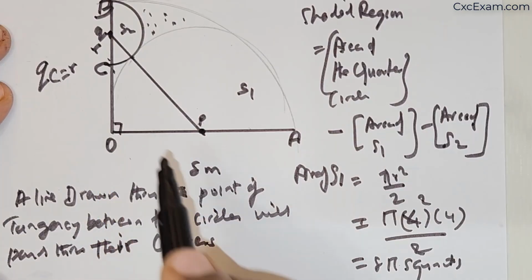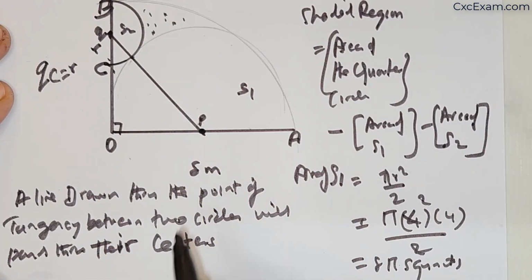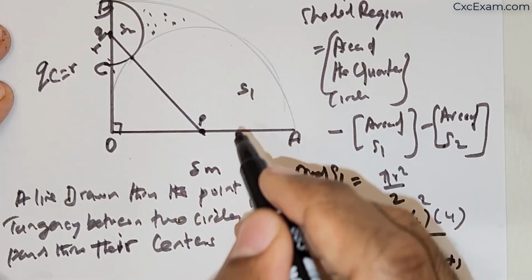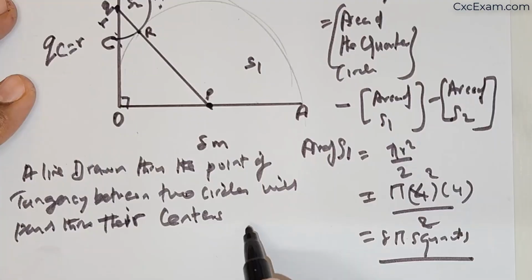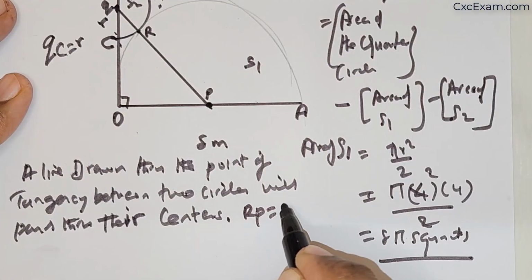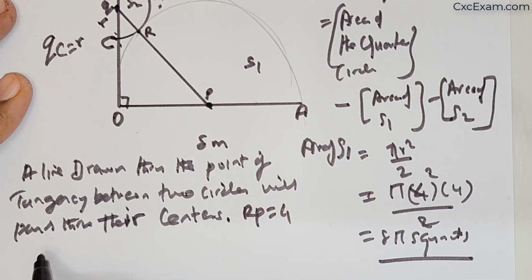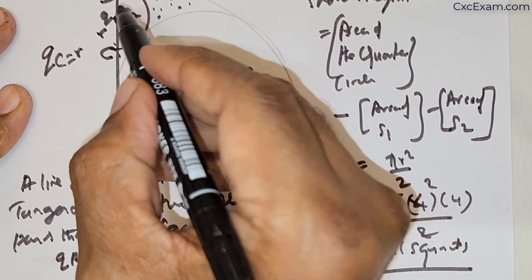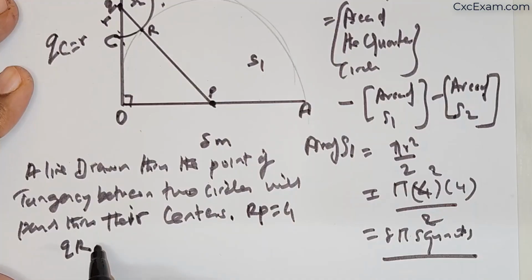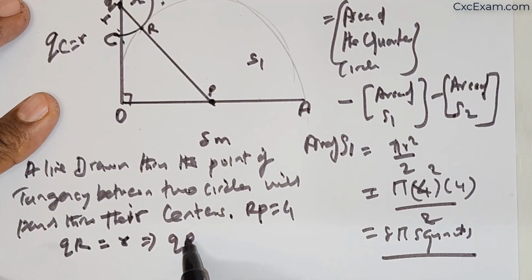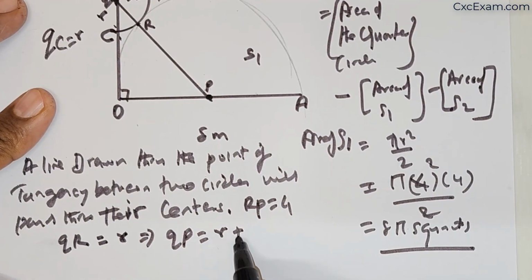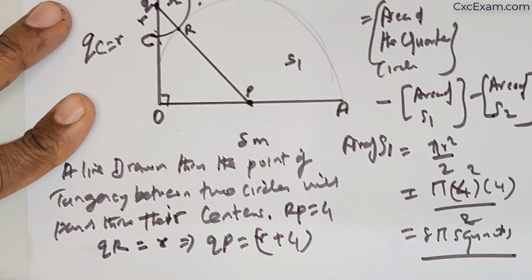Now I know this as a 90-degree angle. If I were to take the point of tangency as R, RP is 4 units, and QR is taken to be r. So this means QP will be r plus 4.